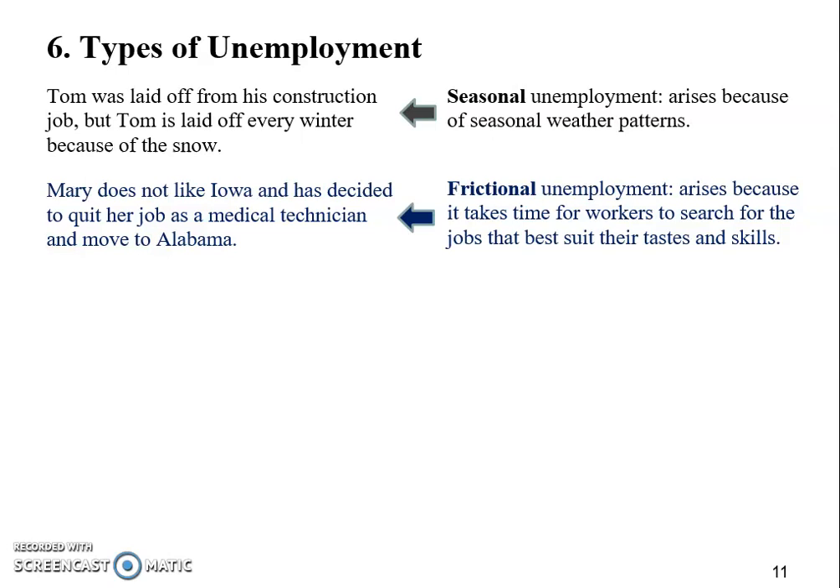The only thing I want to explain here is frictional. Where do we get that word? We actually borrowed it from physics. In physics, when we talk about friction, we always say that there is resistance between two surfaces, especially when they rub against each other. Now, what are the two surfaces here, so that we see frictional unemployment?